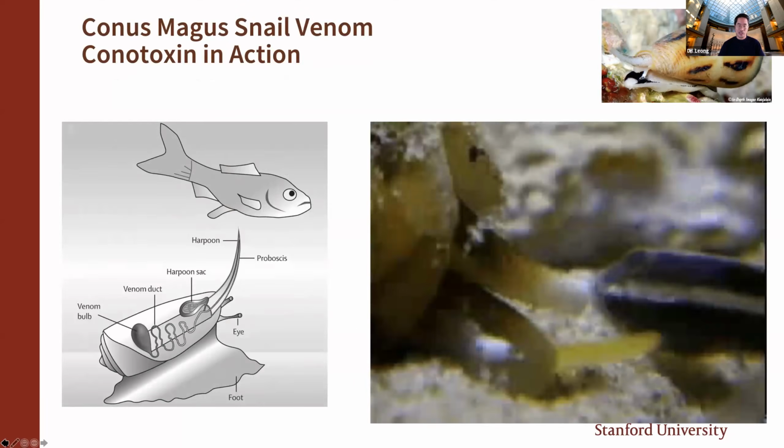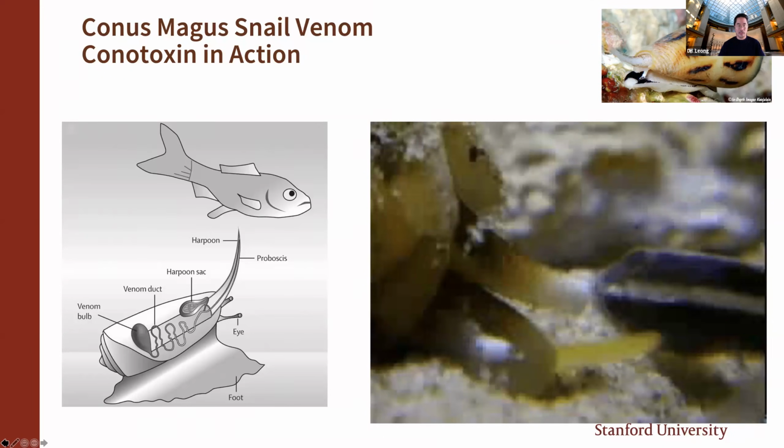Now, this last kind of fun slide is about this snail, and the snail is actually called Conus magus, which is the magician cone snail from Southeast Asia. And so there's this drug that is developed from it, a conotoxin called ziconotide.